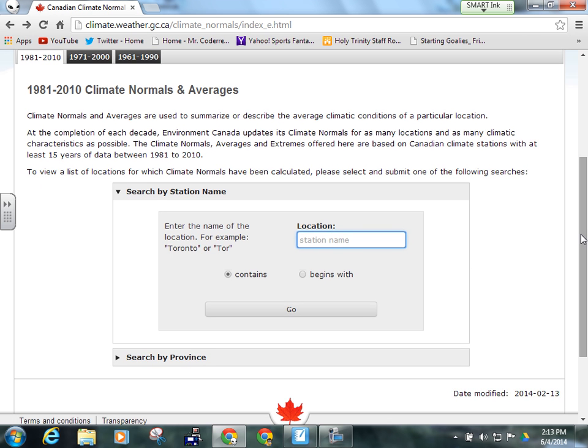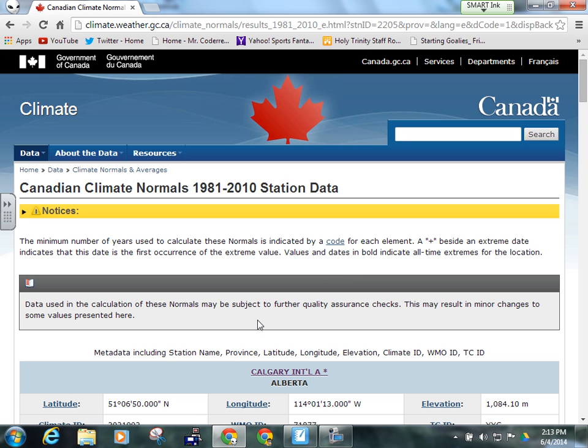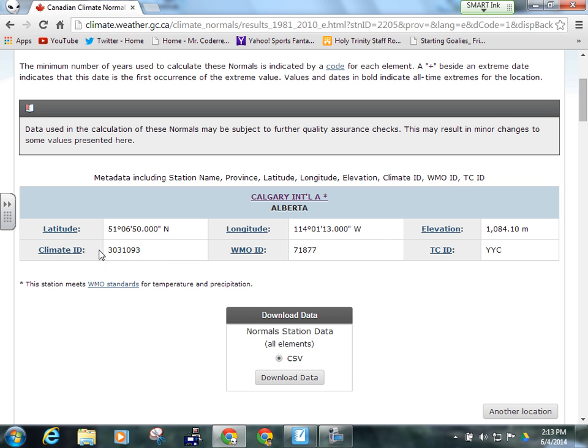Now, what you can do here is just type in the name of the city that you want to search. So just a minute ago I typed in Calgary. If I type in Calgary on there, and then I hit go, I'll get this screen here, and it'll say Canadian climate normals 1981 to 2010. That's what we'll use because it's current. It gives me some of the information I'm going to need.